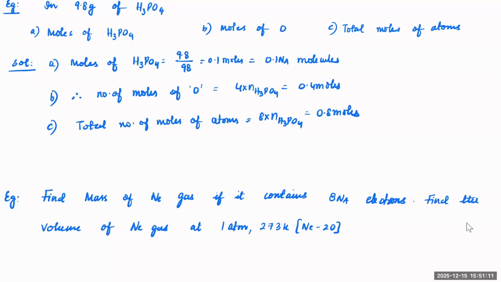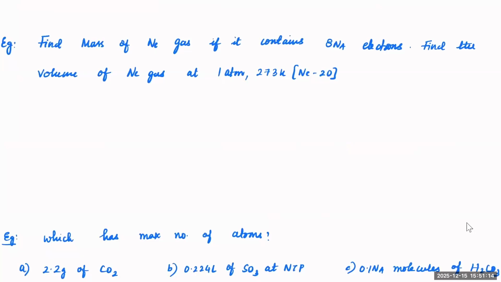Okay, beta? Yes, sir. Next, if the question is given like this: find the mass of neon gas if it contains 8 Na electrons, and find the volume of neon gas at 1 atm as well. The atomic mass number is given as 20. You know that the number of protons is the same as the number of electrons, which means there are a total of 10 electrons. So one atom has 10 electrons.